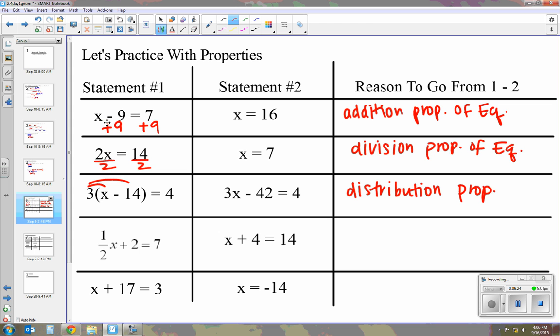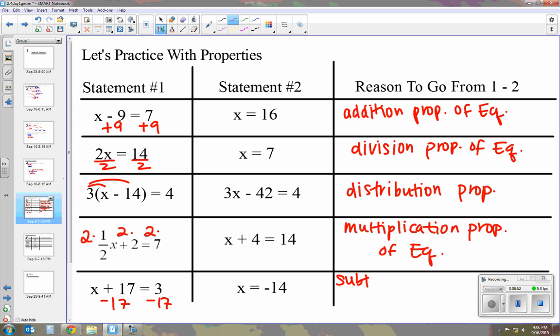Next up, we have a fraction, and whenever we see a fraction, we're going to multiply to get rid of that fraction. So this one is the multiplication property of equality. All right, and this last one at the bottom, to solve for x, we would subtract. So this is our subtraction property of equality. Okay. And I have one more slide for you of some more practice.